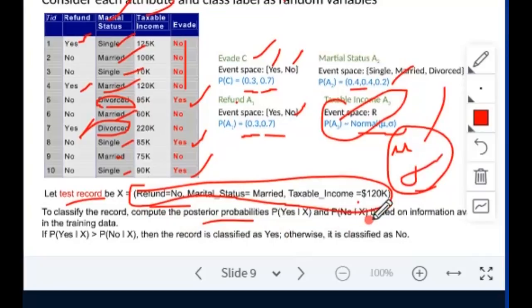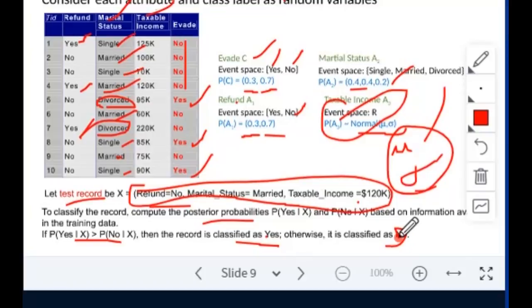So based on the information given in the training data, if P of Yes given X is greater than P of No given X, then we can say the record is classified to the Yes class, that means not default. Otherwise, the No class.